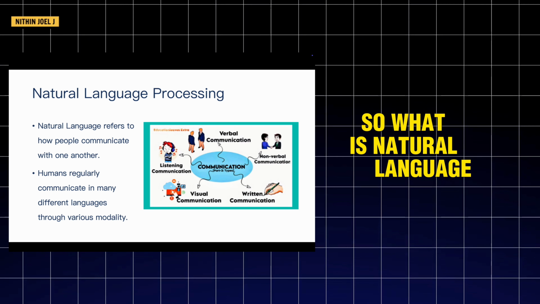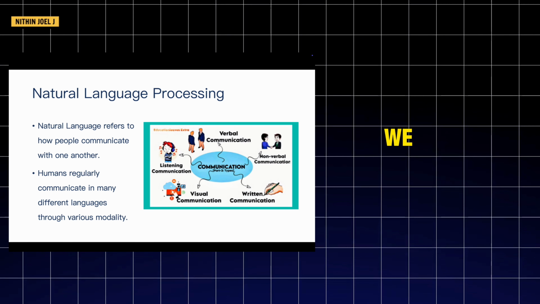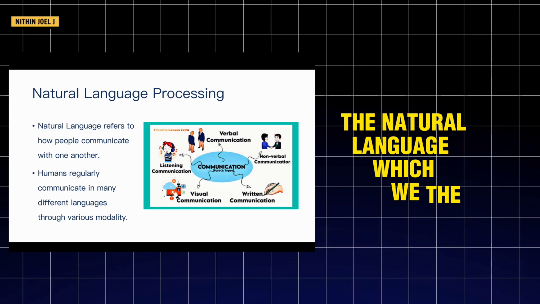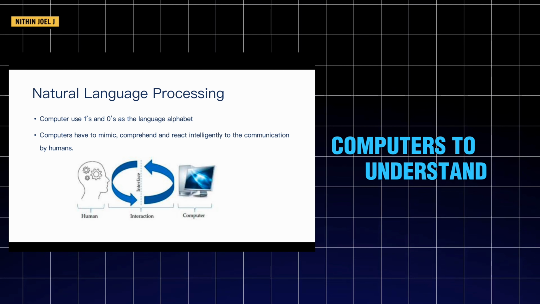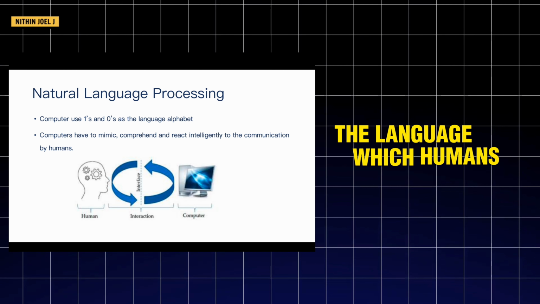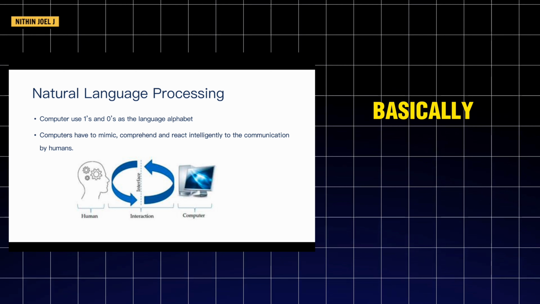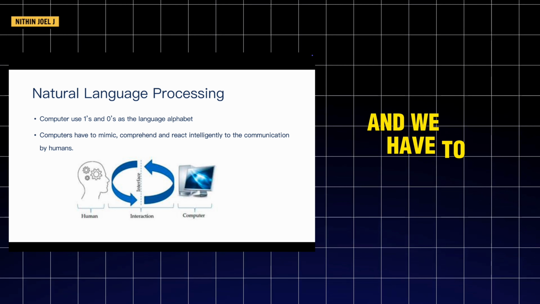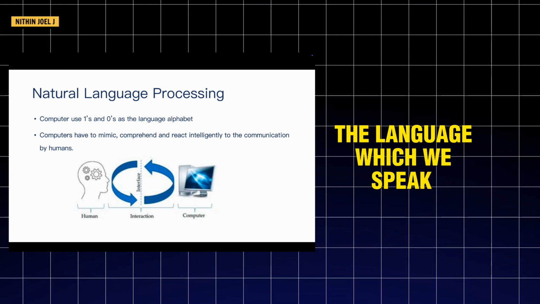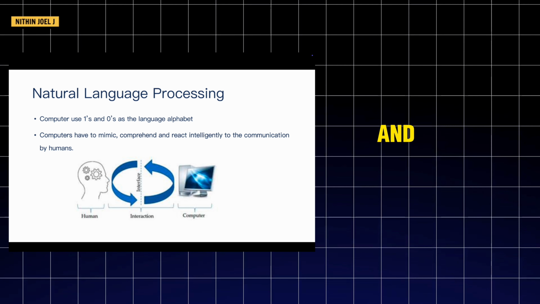So, what is natural language processing? We have to process the natural language which we, the humans, speak, and make computers understand the language which humans speak. Basically, computers understand zeros and ones, and we have to make computers convert the language which we speak into zeros and ones and make them interpret, compute, and give us proper results.